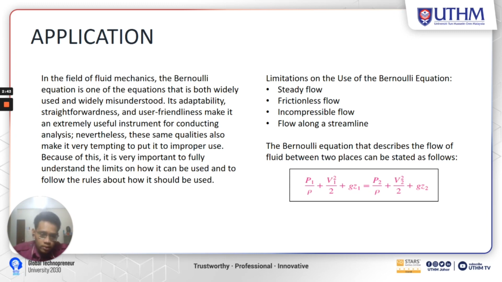This, as you can see, is the Bernoulli equation: P1 over rho plus V1 squared over 2 plus g Z1, equals P2 over rho plus V2 squared over 2 plus g Z2. P is pressure, rho is density, V is velocity, g is the gravity, and Z is elevation.